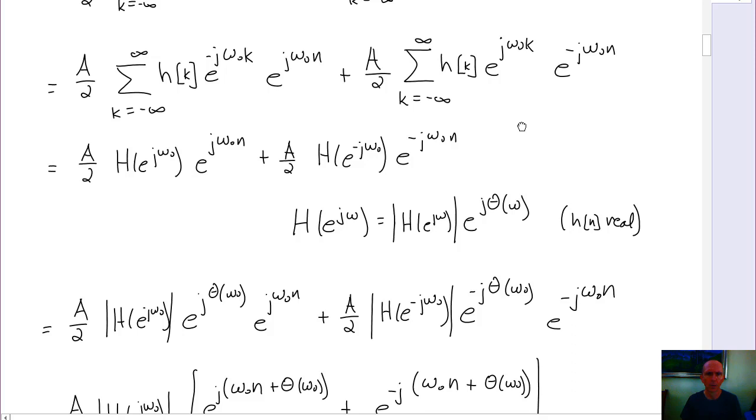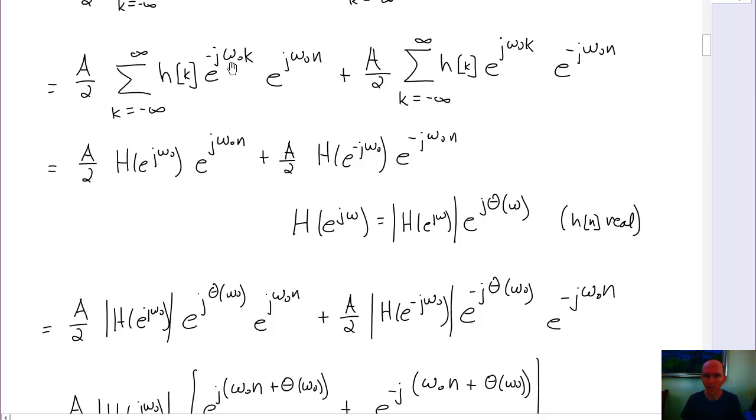Now, this term doesn't have k. Our summations are in k. This term has no k, this term has no k. So we're really looking at these two terms which have the summations. When we look at the first summation here, specifically, we see it's h of k e to the minus j omega 0 k. This is exactly like a DTFT.